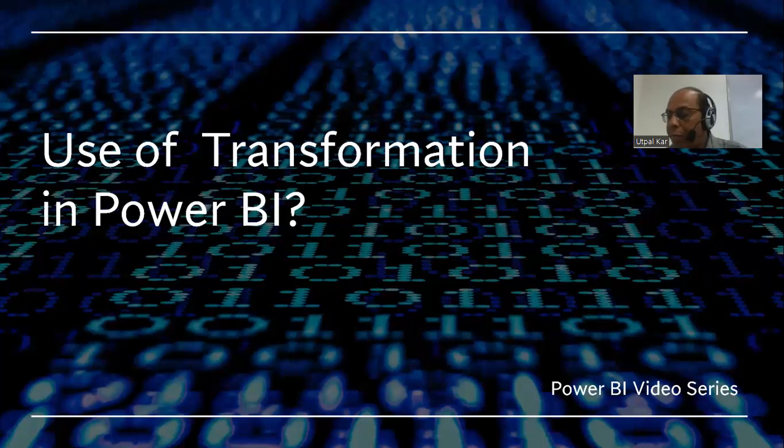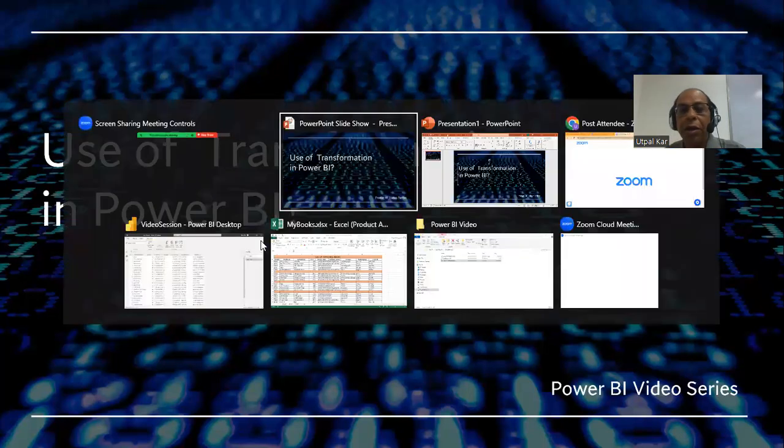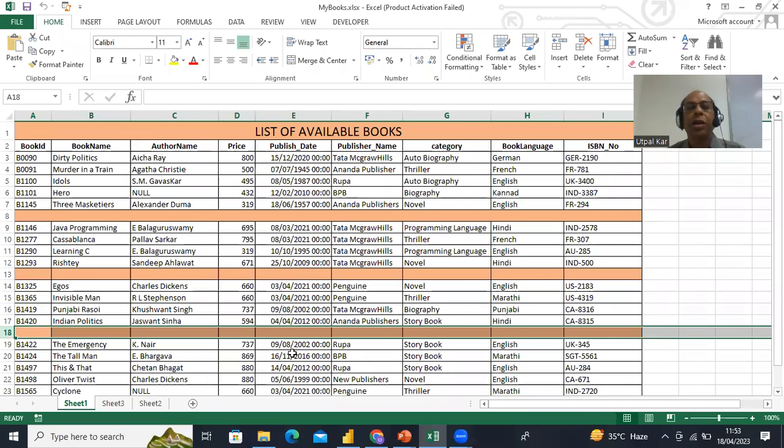I'm going to share one particular screen. This file contains a long list of books. You can find book ID, book name, author name, price, everything. And this is well decorated. Undoubtedly, it is a well decorated file, but this kind of decoration can definitely become a problem in Power BI. So let us try to understand the nature of the problem.